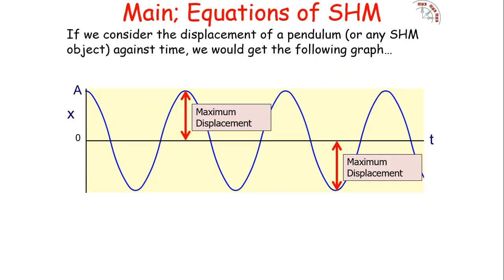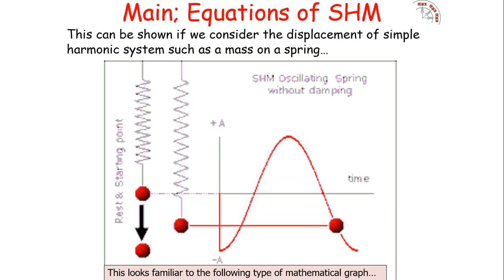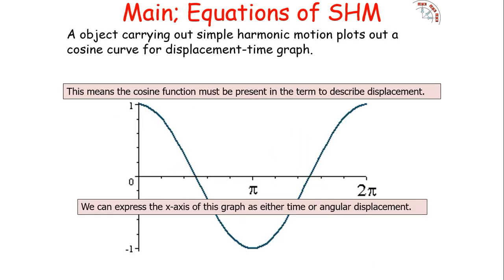So if we consider the displacement of a pendulum, we'll get the following graph. We've got maximum amplitude, we've then got 0 displacement, maximum negative displacement, which is the negative amplitude, back to 0 again, and so forth. So it can be shown as the following. It looks very, very similar to the cosine function graph. If you look at your displacement-time graph, it actually plots out a cosine curve.